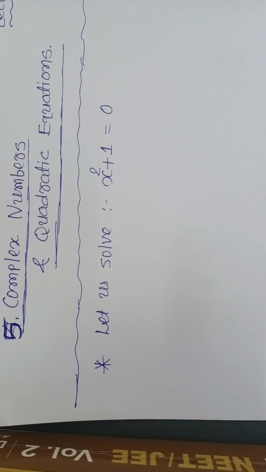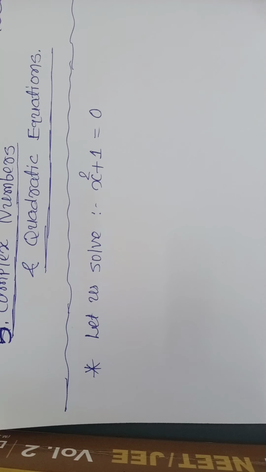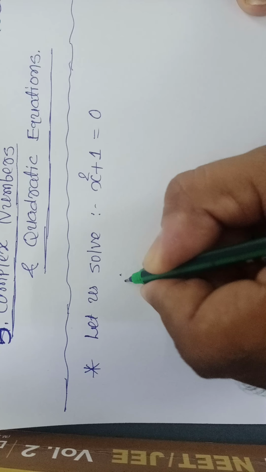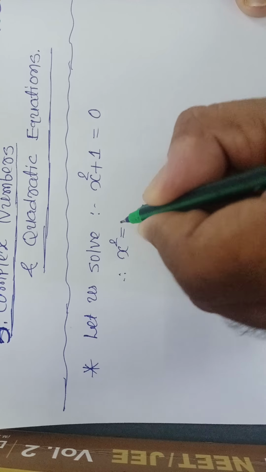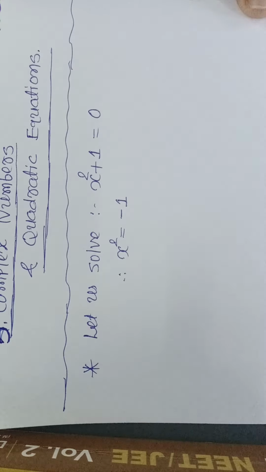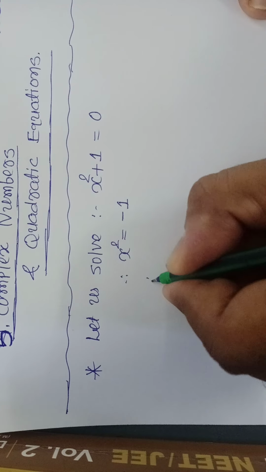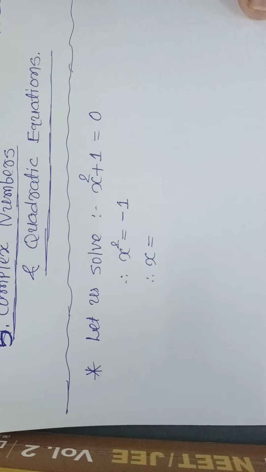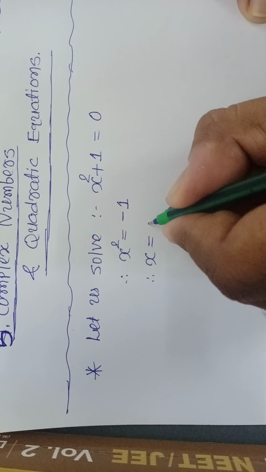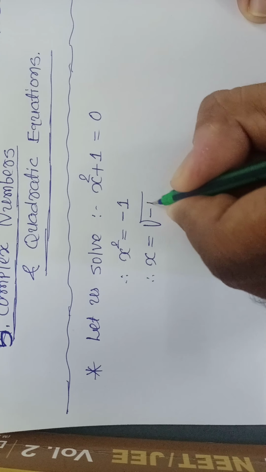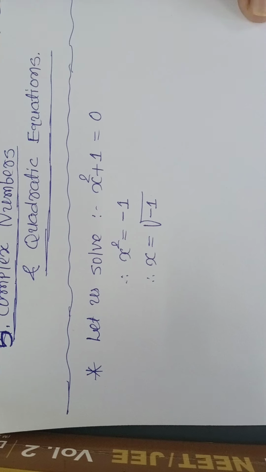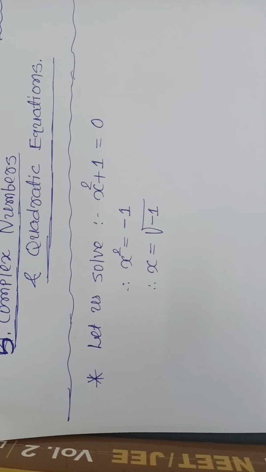What do you get? I think you said that sir, it is not solvable. Okay, you are right. If we solve, then I have to write that x square is minus 1. And what about x? I must write x is equal to under root minus 1, which is not possible, right? How can I write x is under root minus 1? I know very well that under root minus 1 is not possible to write.